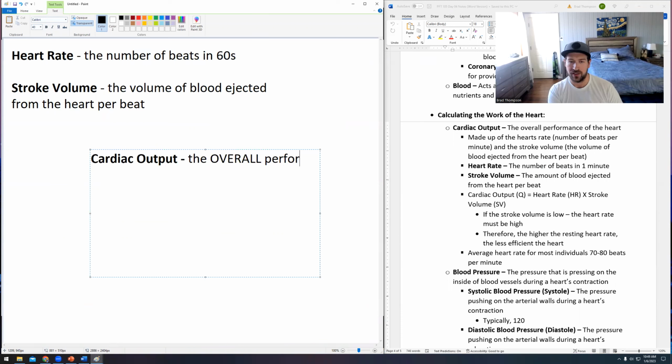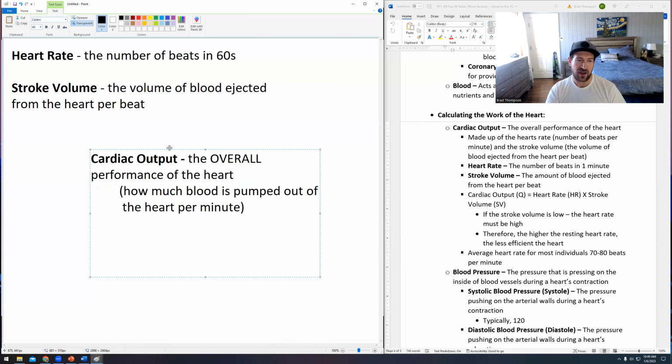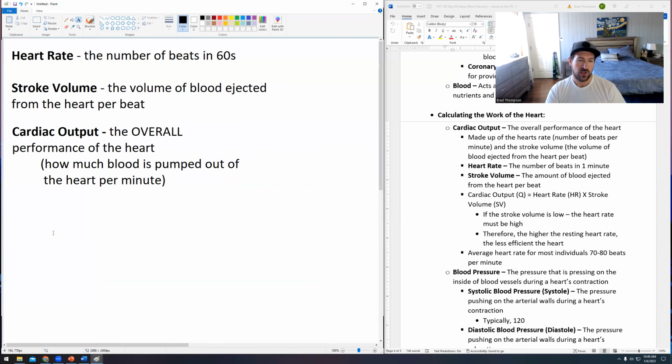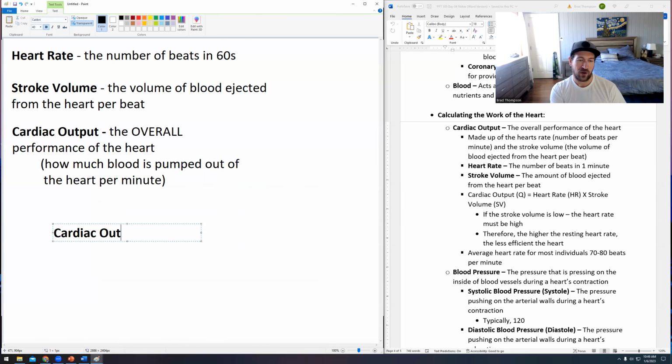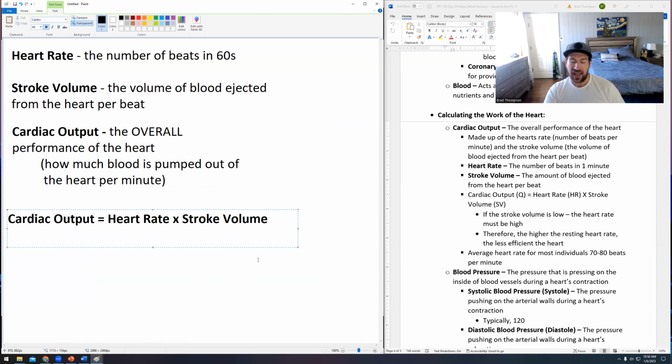It's my heart rate times my stroke volume. Okay. So that's my formula here, right? My cardiac output is going to be my heart rate times my stroke volume. So cardiac output equals heart rate times stroke volume. So again, if I am injecting a certain amount of blood out of my heart every single time, but I need more blood delivery, then my heart will have to speed up in response.